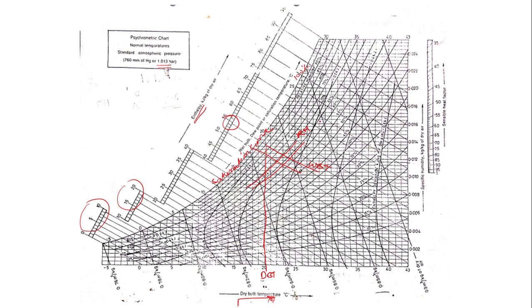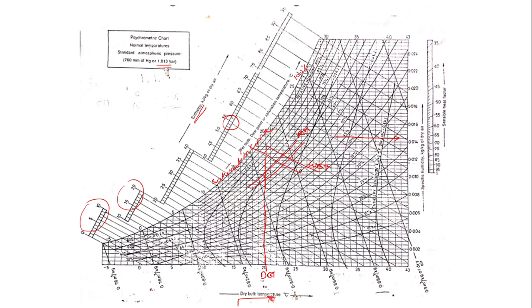Fine. Then on the y-axis on the right hand side you can see the numbers are written as 0.015, 0.020. Okay, likewise, 0.018 basically. Fine, so this is nothing but the specific humidity scale. So the horizontal lines which are running over here towards the right are nothing but the specific humidity lines.